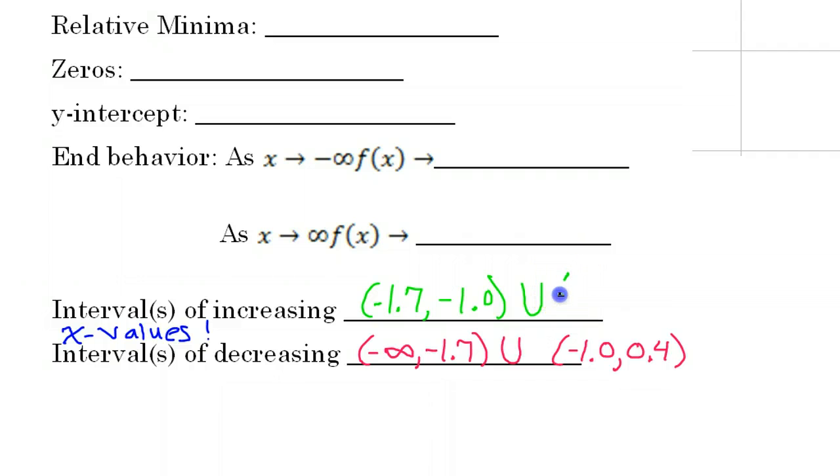Okay, so we're picking up from 0.4 and we're going to infinity. Okay, and don't forget the little union symbol to show that both of these together are the increasing intervals.